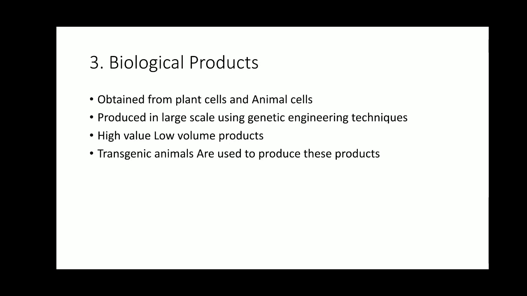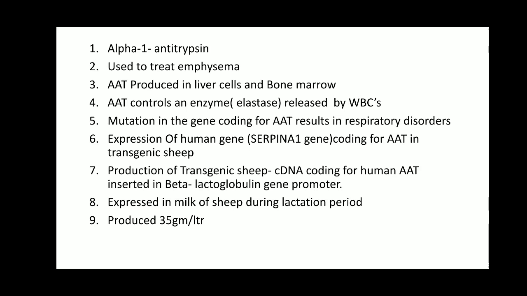Some of these are used in medicine for treating a particular disease. Therefore transgenic animals are created by introducing a gene that codes for a specific biological product. So let us see some examples of biological products that are produced through transgenic animals. One such biological product is alpha-1 antitrypsin.